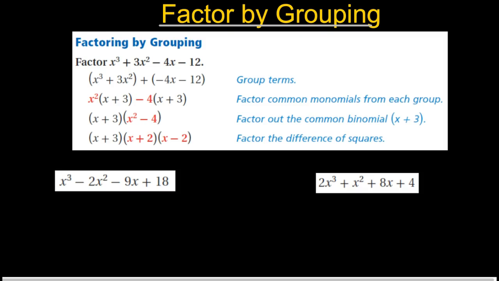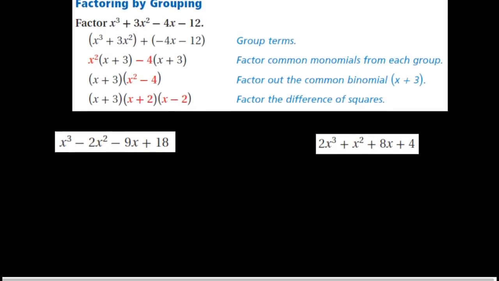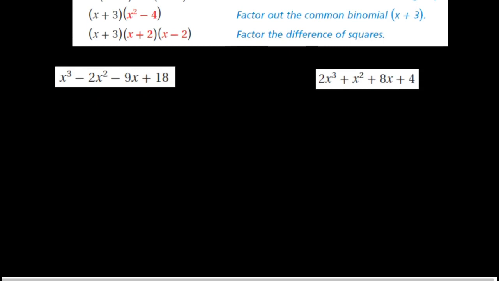This is kind of a neat little factoring method that works sometimes. It has to be kind of a happy little problem in order for it to work. So here's a couple of little happy problems that are solved by factoring by grouping. We're going to take parentheses and put them around the first 2 terms and around the last 2 terms.